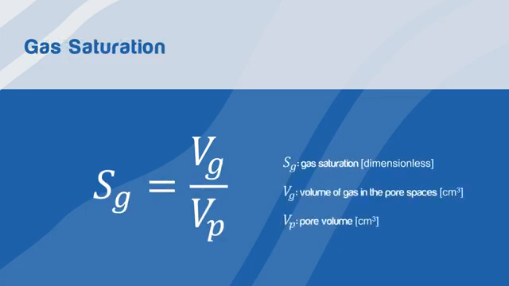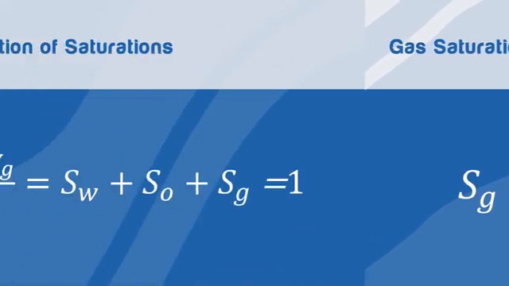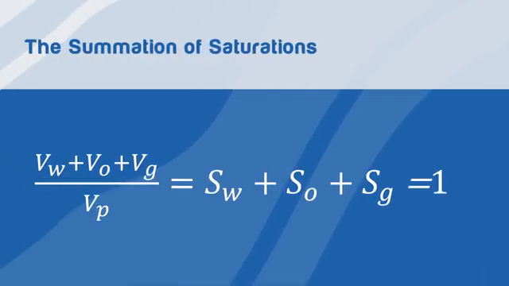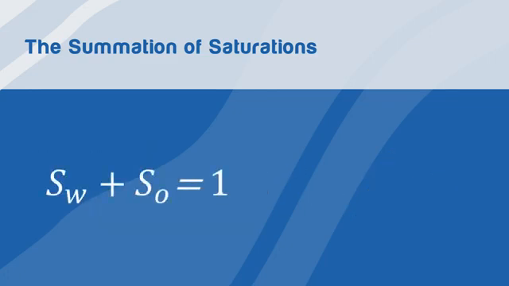The summation of saturations of all the fluids in a reservoir has to be 1, as the pore volume will be filled with at least one fluid. If a reservoir contains water, oil, and gas, then we have SW plus SO plus SG equals 1. However, if a reservoir only contains oil and water, then the equation will reduce to SW plus SO equals 1. Although this equation is very simple, it is helpful in finding an unknown fluid saturation mathematically.